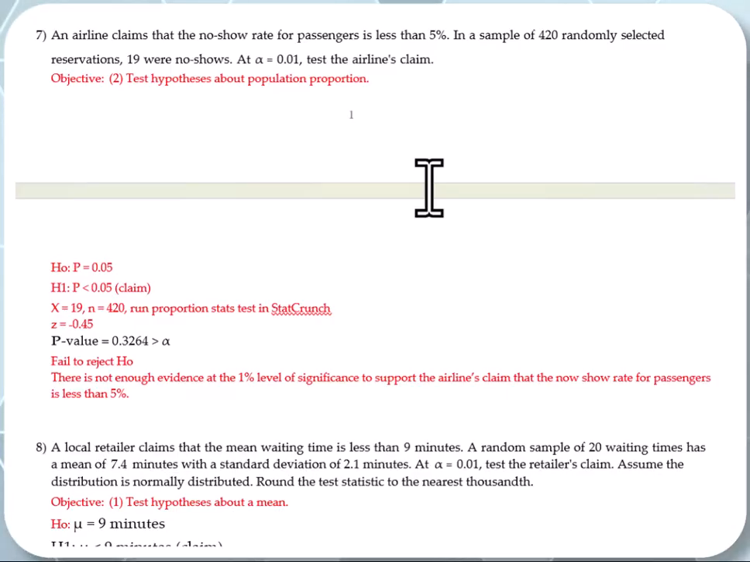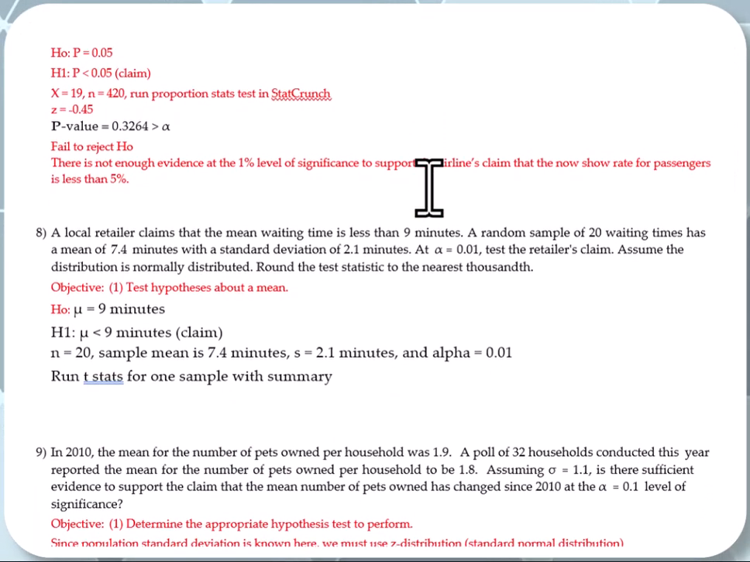So here's how we get started. We state the null and the alternative hypothesis. So H1: p is less than 0.05, which is 5%, and that's the claim. And H0: p equals 0.05. We have X, the number of successes, which is 19, and we have n, the number of observations. We're going to go to StatCrunch and run a proportion stats test.